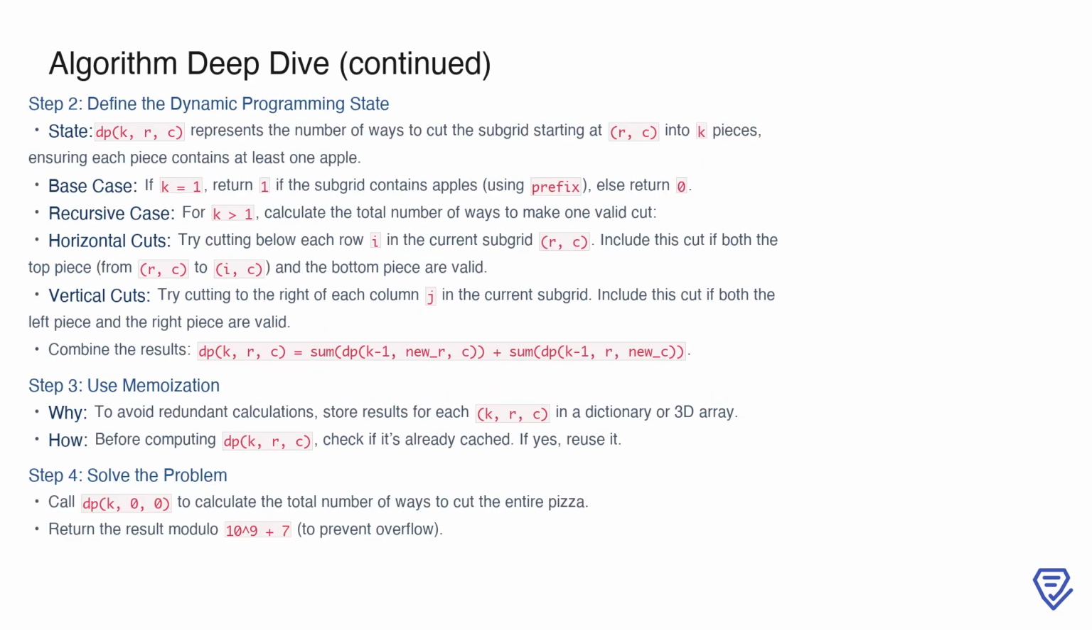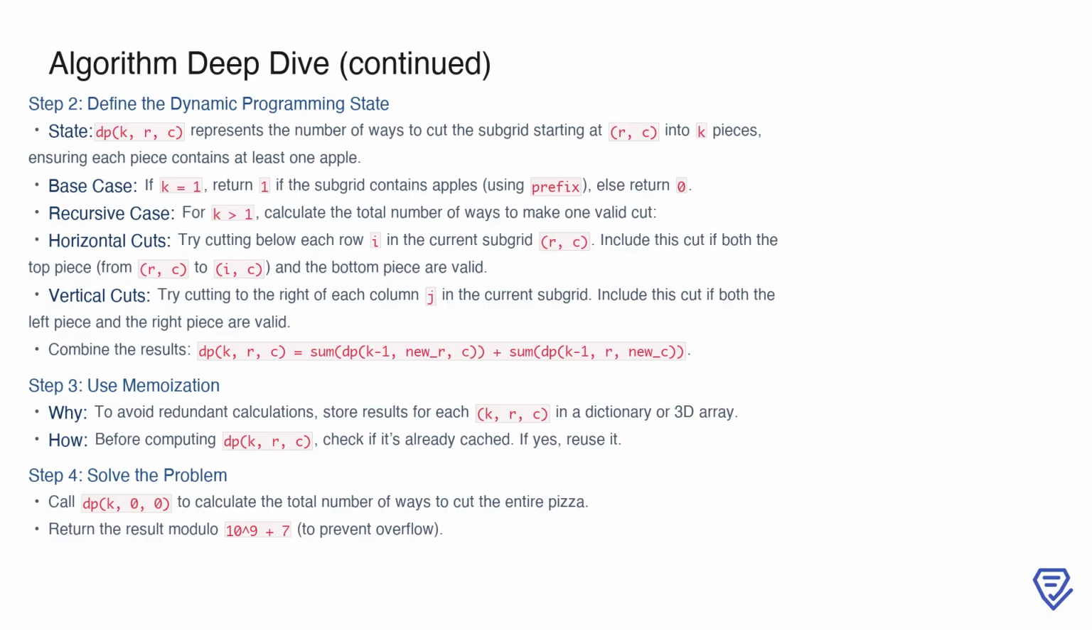Once the prefix sum array is ready, we define our dynamic programming state. The state dp[k][r][c] represents the number of ways to cut the subgrid starting at cell (r, c) into k pieces, ensuring each piece has at least one apple. For the base case, if k equals 1, the answer is simple. Return 1 if the subgrid contains apples, otherwise return 0.